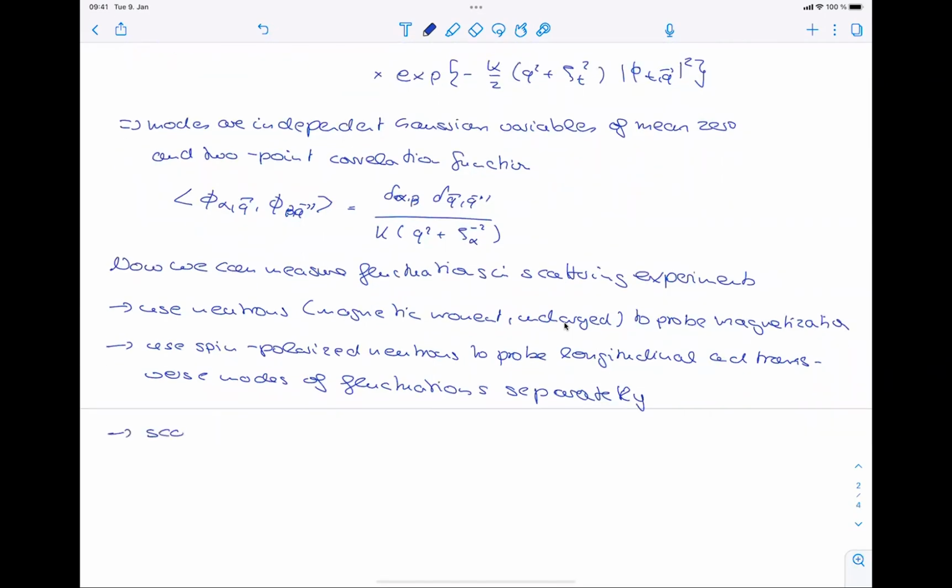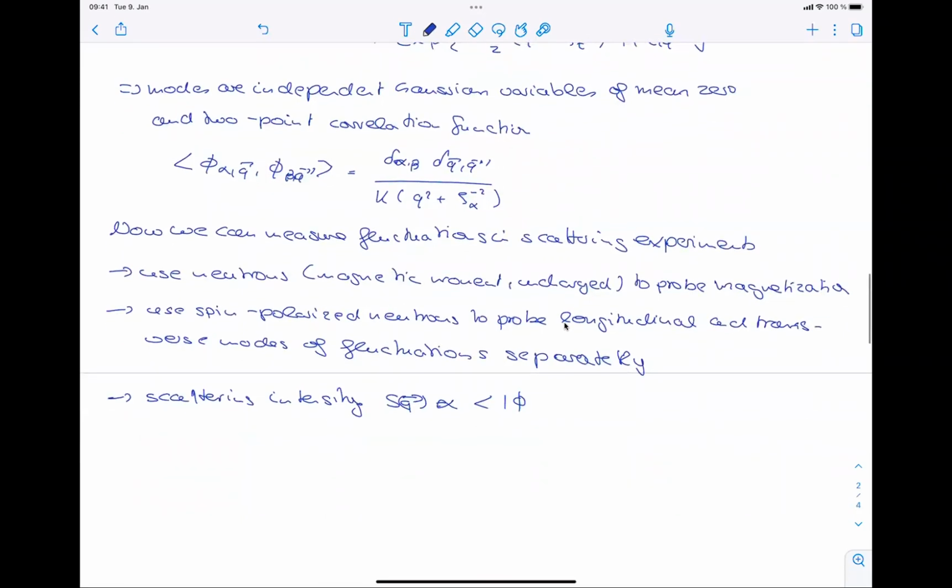And so what we find is that the scattering intensity, usually abbreviated with an S(q) of the wave vector, is then proportional to the square of the modes, φ_α. And so what is really cool here is that we're building all this theoretical framework, right?